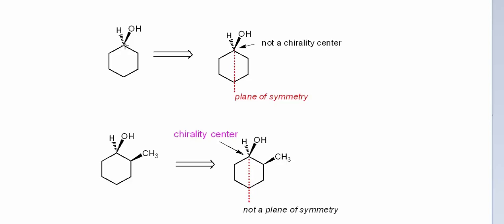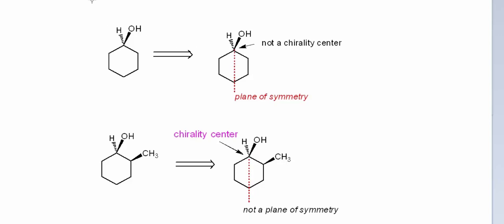To determine this, what you want to do is bisect the ring with a plane passing through the carbon bearing the hydroxyl group, and that plane is perpendicular to the ring. If this is a plane of symmetry, half of the ring is a mirror image of the other half. The molecule is achiral overall, and the carbon atom is not a chirality center. On the other hand, if the plane is not a plane of symmetry, the two halves of the ring are different, and the ring carbon is a chirality center.